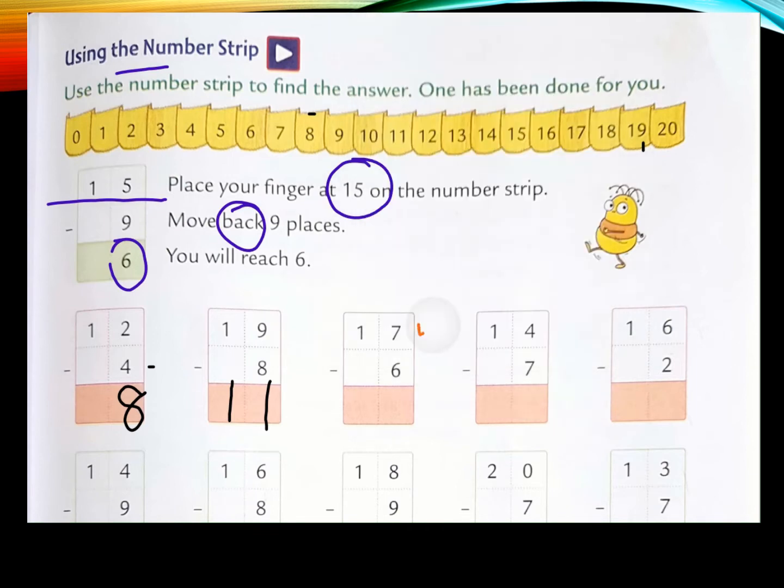Keep your finger on number 17 and count 6 numbers back. 1, 2, 3, 4, 5, 6. So the number is 11.